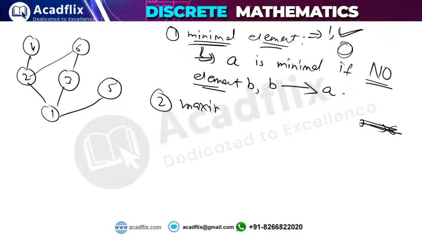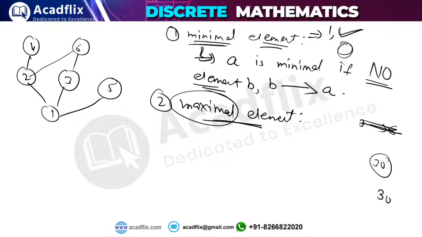Next we have the maximal element. The name itself will suggest what it is. Maximal means above you there is no one. Minimal says that below you there is no one, like you are the last ranker in your class. Let's assume the class has 30 students and your rank is 30. So below you there is no one, so you are minimal.